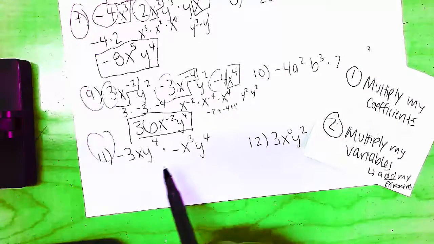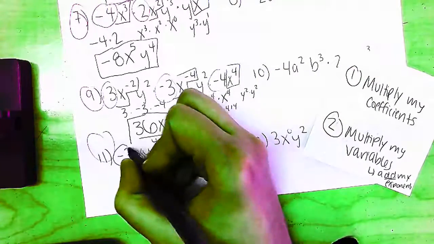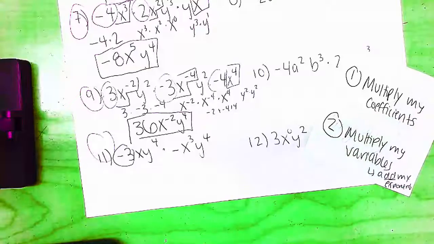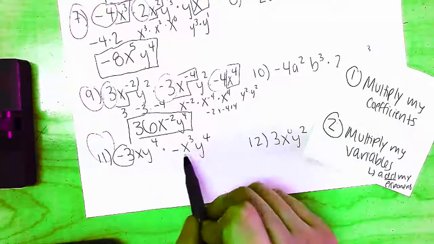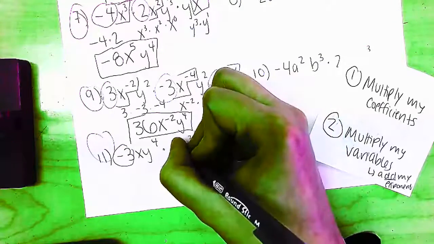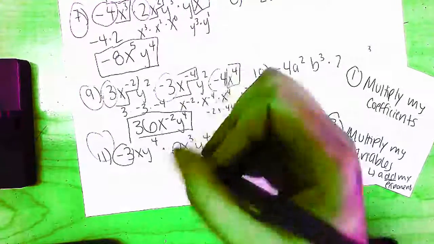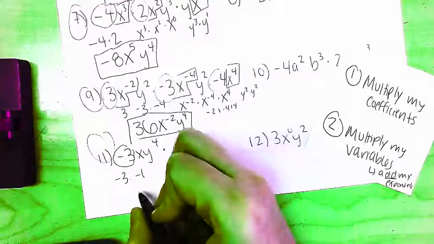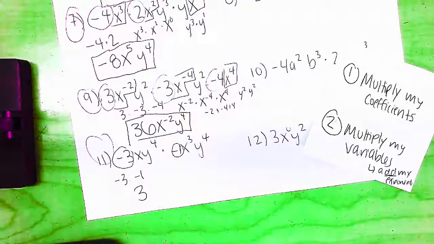Lastly, this is the last one I'm doing with y'all. I'm looking for my coefficients because step 1 is multiply my coefficients. Looking for my negative 3. I see a negative sign by itself. My invisible number behind my negative sign is a 1. I'm going to do negative 3 times negative 1. That gives me a positive 3.